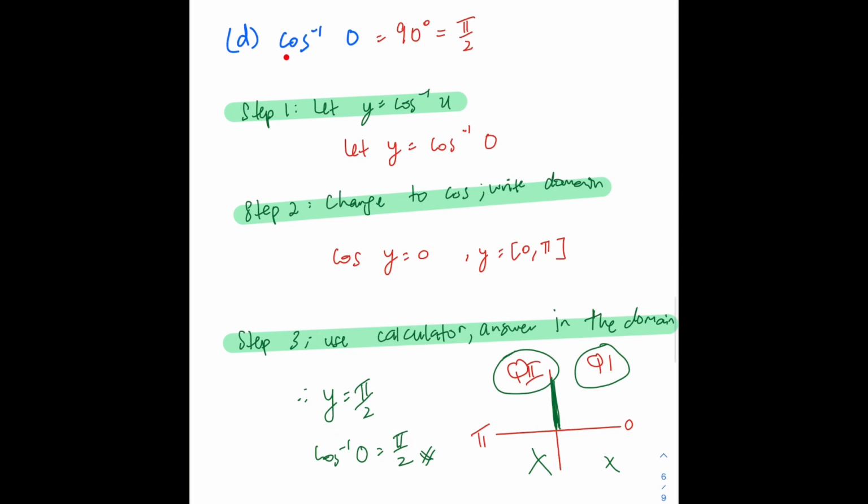And finally, let's see inverse cos 0. If you use a calculator, this is 90 degrees or pi over 2. Let's do the calculation. Let y be inverse cos 0. Cos y is equal to 0, where your y should be in the domain 0 until pi. So from 0 until pi, 90 degrees, which is pi over 2, is within the domain. Therefore, inverse cos 0 is equal to pi over 2.